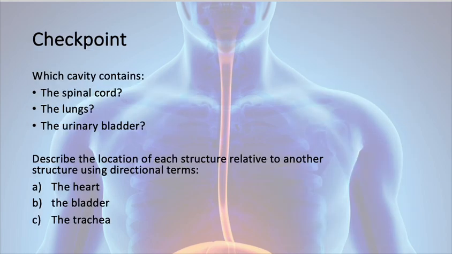Okay, so based on what we've just discussed about the cavities, let's pause and take a checkpoint. So which cavity contains the spinal cord, the lungs, and the urinary bladder? And number 2, describe the location of each structure relative to another structure using directional terms. So the key here is these structures relative to another structure. So take a moment and pause the video and give these questions a try as a little test of your understanding. And then once you replay the video, we'll take them up.